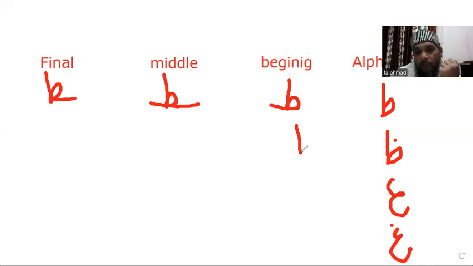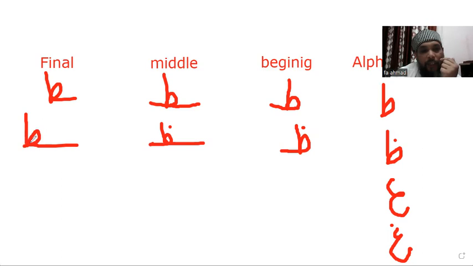Now Za, like Ta. Beginning shape, middle shape and final shape, one dot up. Now Ain: make a small c and go straight. Ain middle: make a triangle. Triangle. Okay.